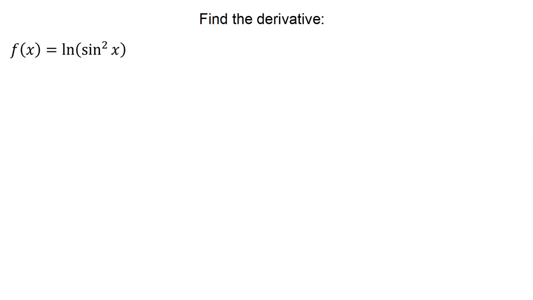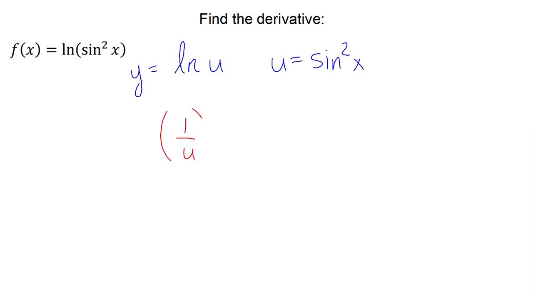For our next one here, we've got natural log of sine squared x. So this one is going to be a chain rule within a chain rule. We have y is equal to natural log u, where u is equal to sine squared of x. Well, the natural log u part is really straightforward, right? That's just going to be 1 over u.